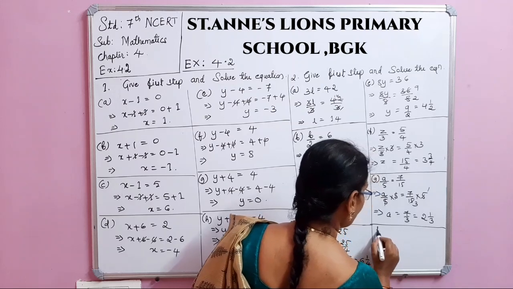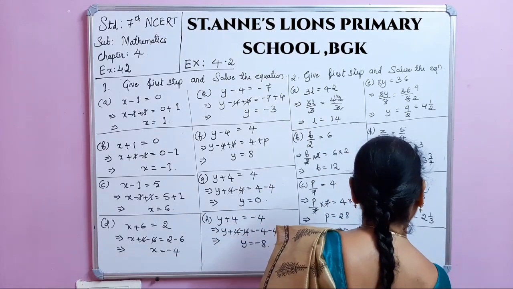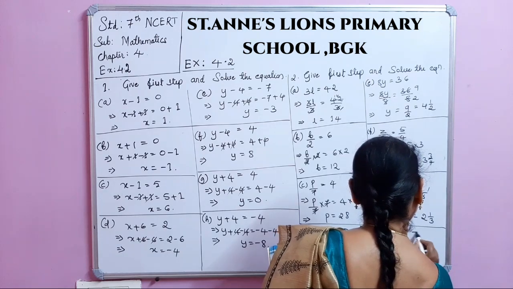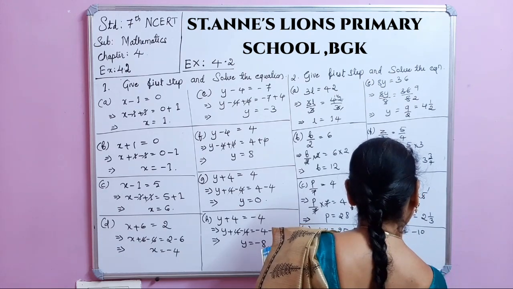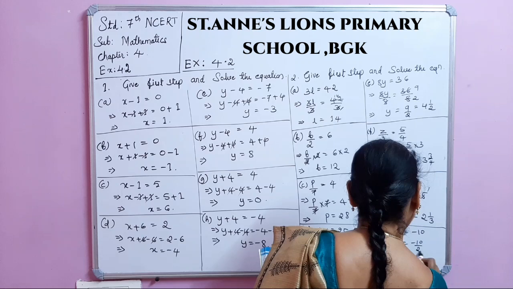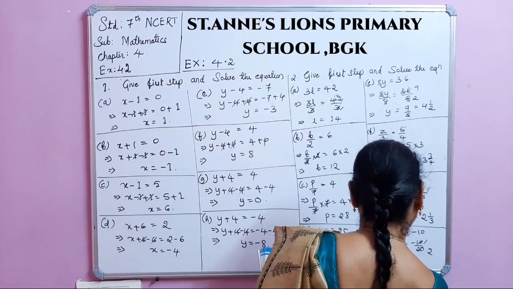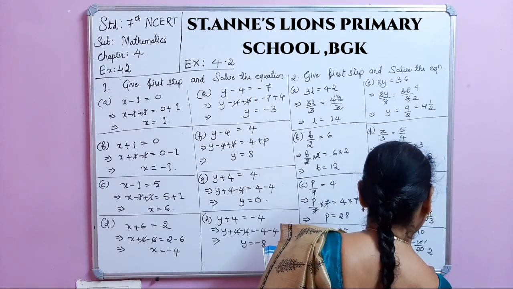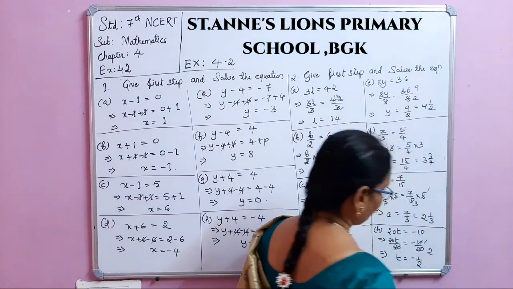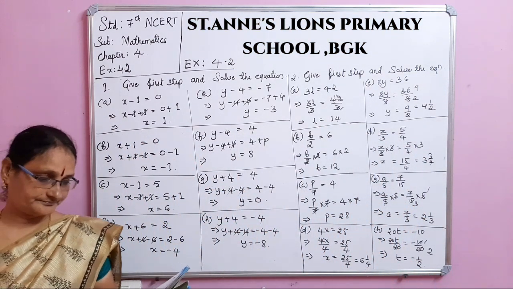Last one, that is h. 20t is equal to minus 10. Here multiplication is there, so we have to divide. 20t divided by 20 is equal to minus 10 by 20. 20 got cancelled. 10 ones are 10, 10 twos are 20. So t is equal to minus 1 by 2. So this is the second main.